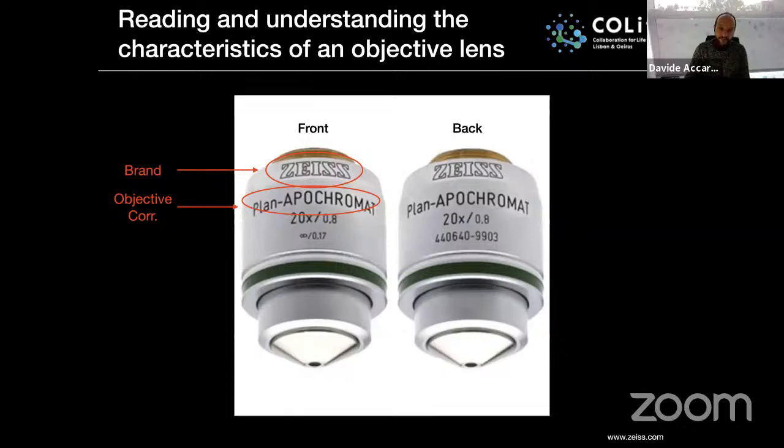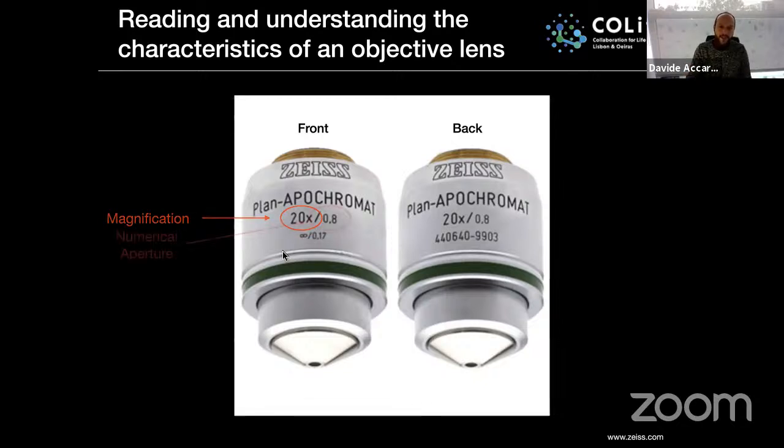Then, after the objective correction, so you see, we already said many things and we still didn't reach the magnification. So then we go to the magnification. Magnification, I guess everybody knows, this 20x means that this specific objective magnifies the object in focus 20 times. So I will not say more than this. And then after the 20x, we have a slash and a number, which is 0.8 in this case. And this is the numerical aperture of the objective.